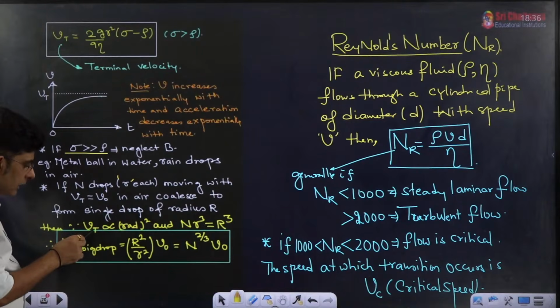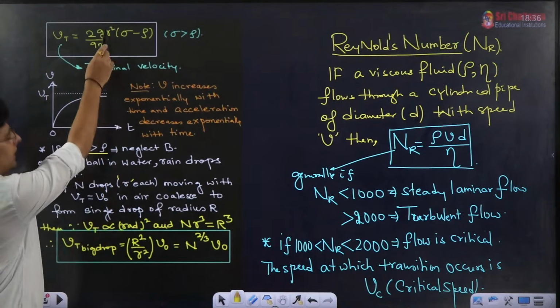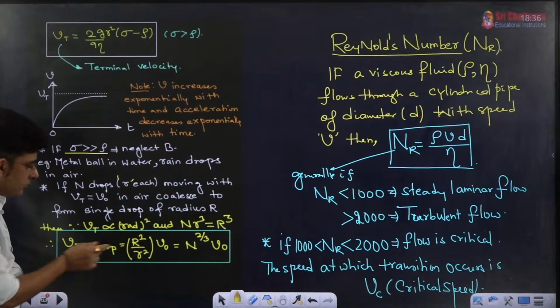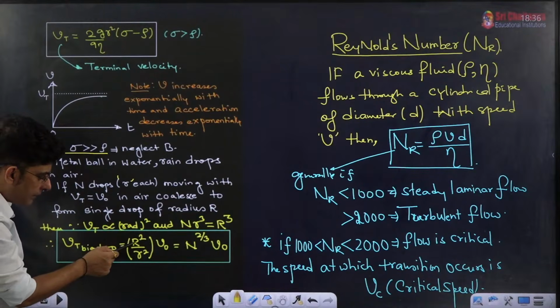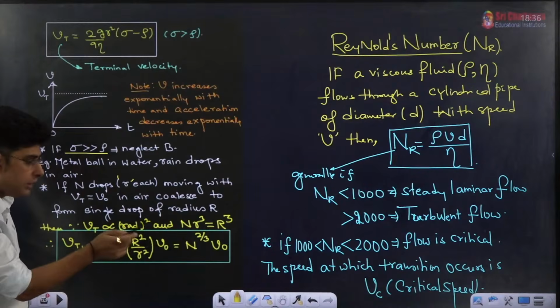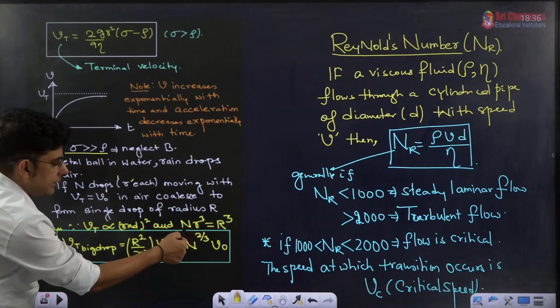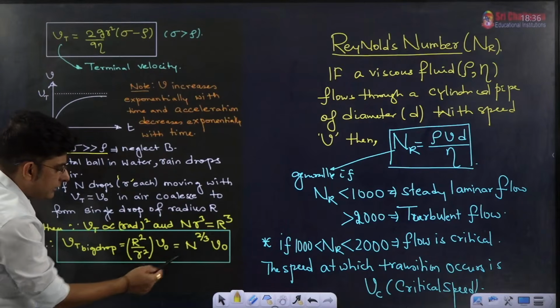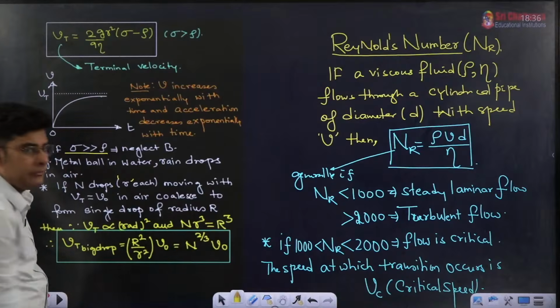Now we also know terminal velocity is directly proportional to the square of the radius. So the velocity of the big drop over the small drop will be the square of the radius ratio. So the velocity of the final big drop will be capital R square by small r square into v naught. But what is capital R by small r? It is n to the power 1 by 3 from this relation. So capital R square by small r square will become n to the power 2 by 3, times v naught.